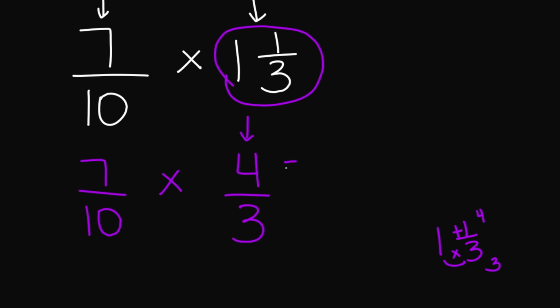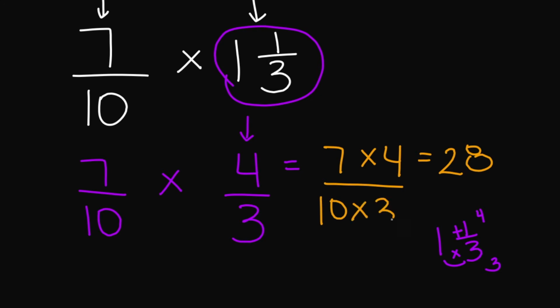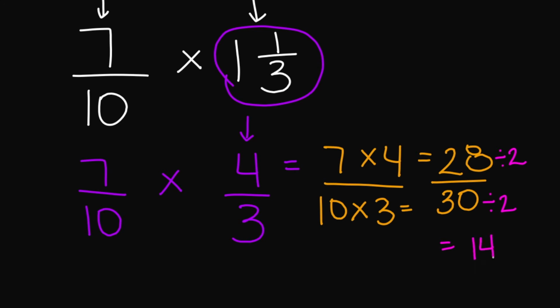Now I'm going to go ahead and multiply across. So we have 7 times 4. This is going to equal 28 over 10 times 3. This is going to equal 30. And I can simplify my 28 over 30. 28 divided by 2 is going to equal 14. And then 30 divided by 2 is going to equal 15. So your final answer is 14 over 15.